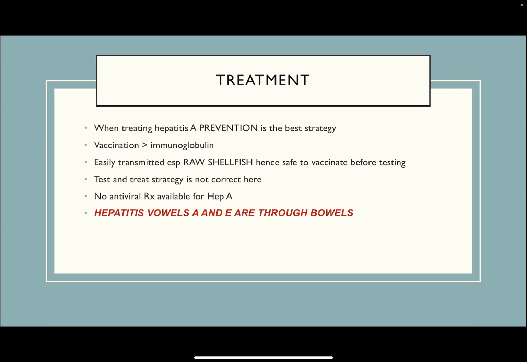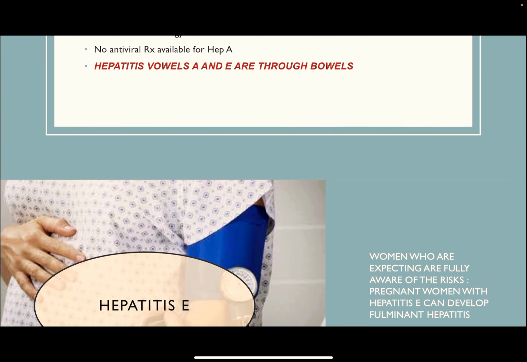Now, this is a mnemonic here. Hepatitis vowels A and E are through bowels. So both hepatitis A and hepatitis E spread through the bowels. They spread through the fecal-oral route. So this is a nice mnemonic which will help you remember it.